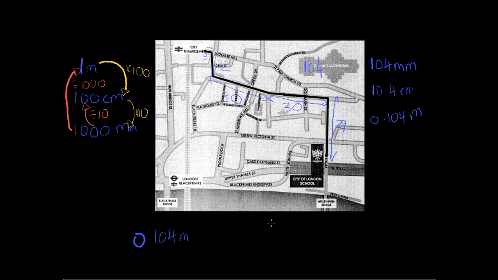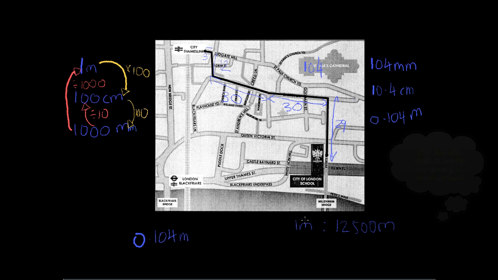And we also know that the ratio between 1 meter on the map and the distance of the route in real life is 12,500. In other words, we can say for every 1 meter walked on the map, this is equivalent to walking 12,500 meters in real life.